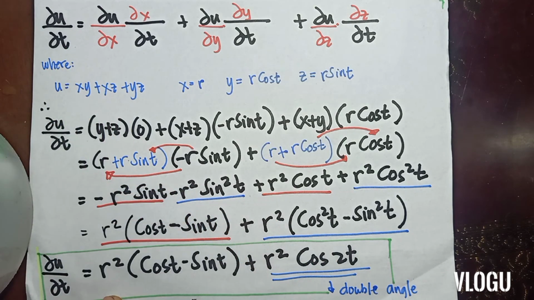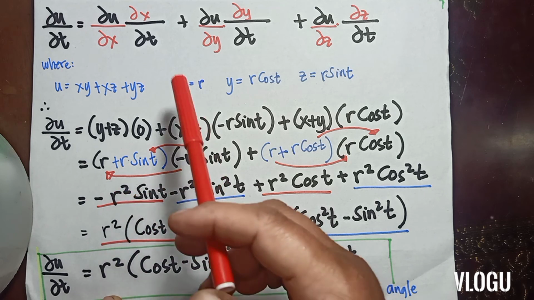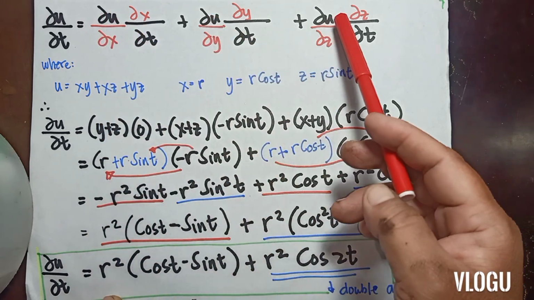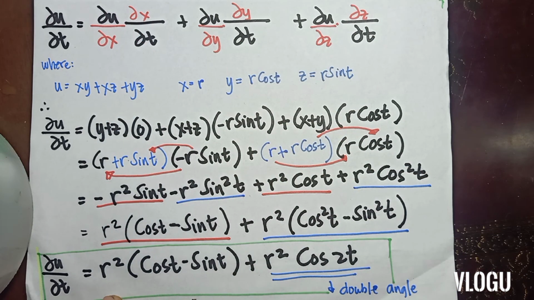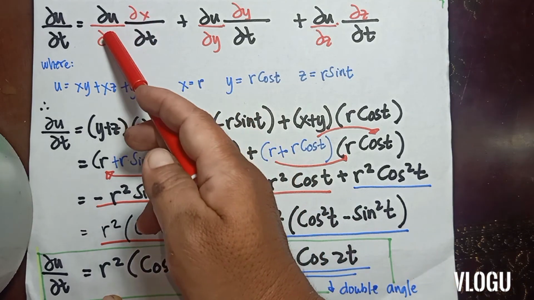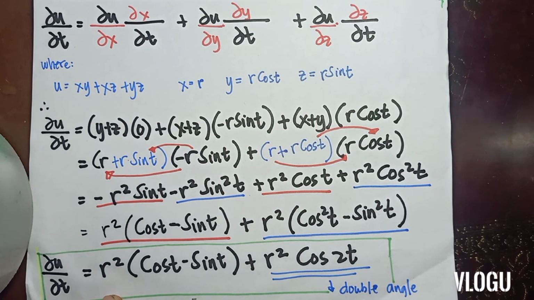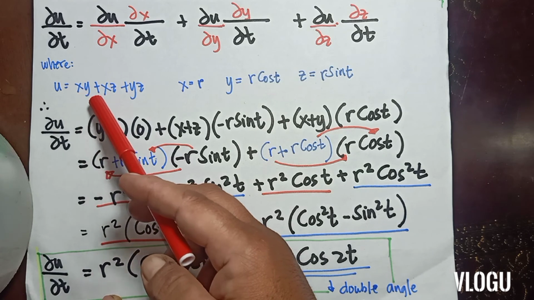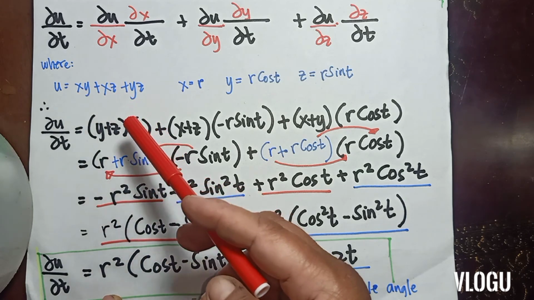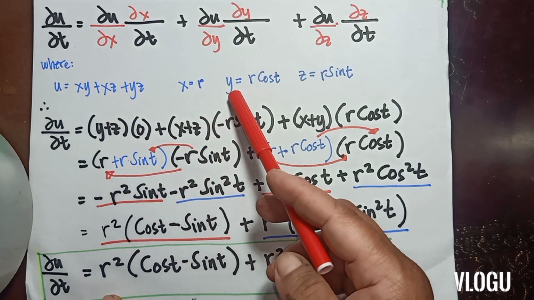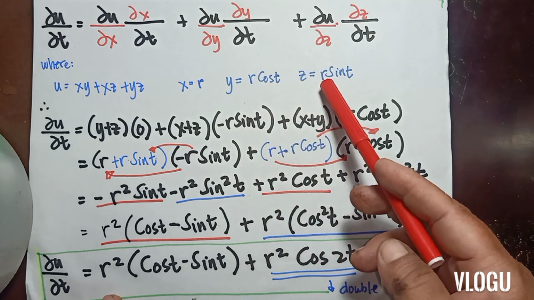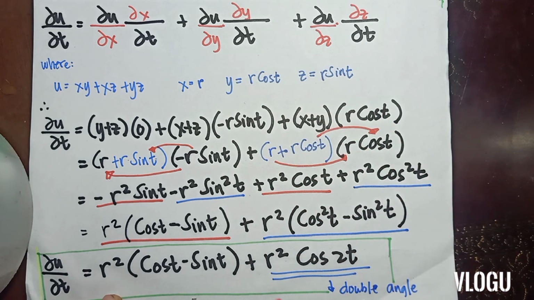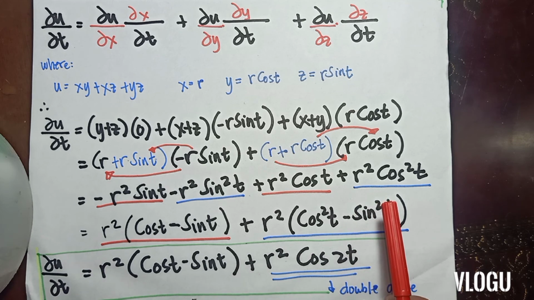We are going to find the partial derivative du over dt. You have 3 variables, x, y, z, and that is how you're going to form your formula. Our given u is equal to xy plus xz plus yz, where x is equal to r, y is equal to r cosine t, z is equal to r sine t. So, we are going to find the partial derivative of u with respect to t.